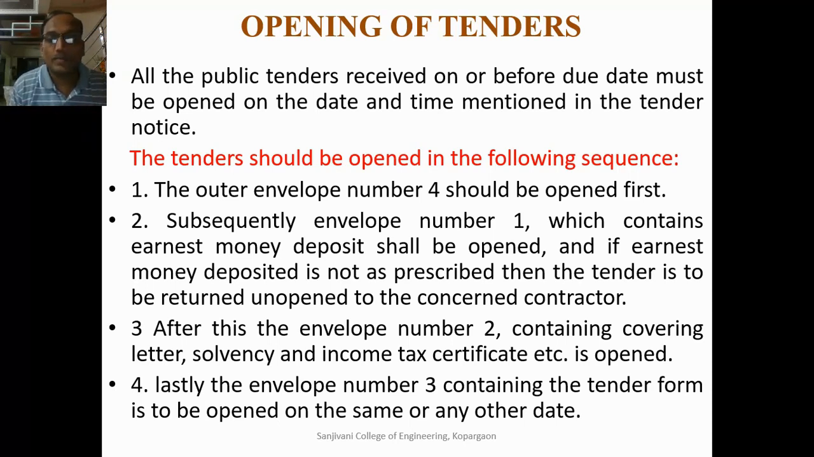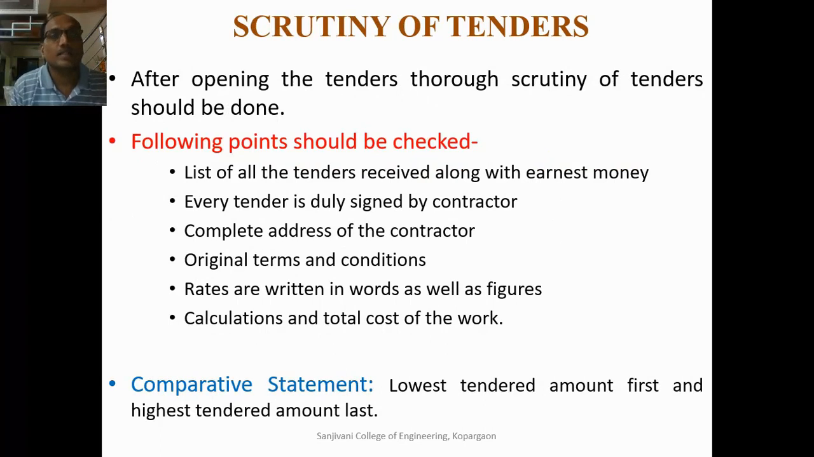After this, the envelope number 2 containing covering letter, solvency certificate, along with income tax certificate is opened. Lastly, the envelope number 3 containing the tender form is to be opened on the same day, or sometimes it can be opened on a later date. Prior information is given to the tenderer. Next is scrutiny of the tenders.